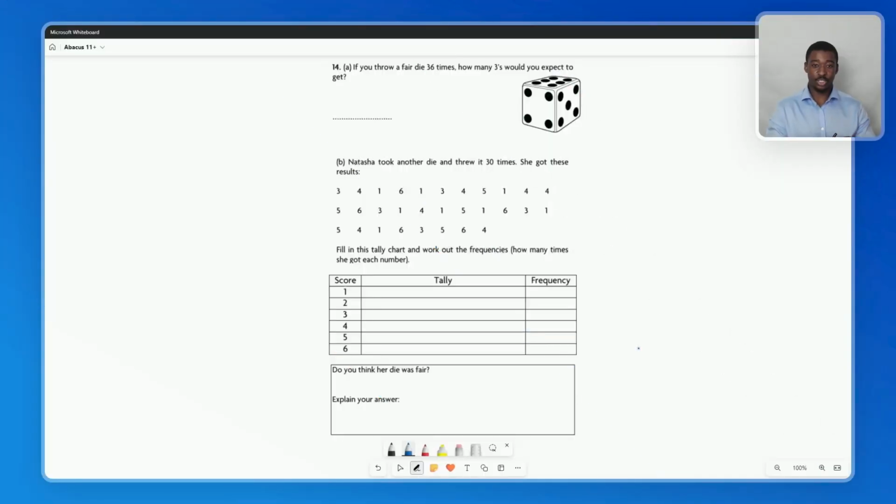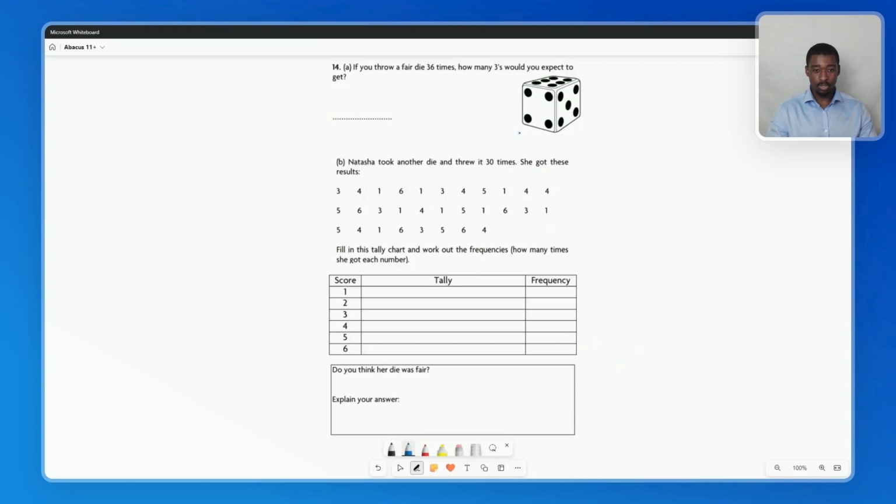Okay, so for this question, we are now dabbling into probability, another topic we need to understand for our 11 plus maths exams. So part A, if you throw a fair die 36 times, how many 3s would you expect to get? Well, how do we do this?